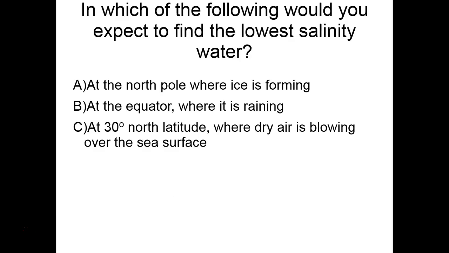In which of the following would you expect to find the lowest salinity water? At the North Pole where ice is forming, at the equator where it is raining, or at 30 degrees north latitude where dry air is blowing over the sea surface? You should say B, at the equator where it is raining, because you're adding fresh water back to the salt water and that dilutes it, and therefore that's going to decrease salinity.